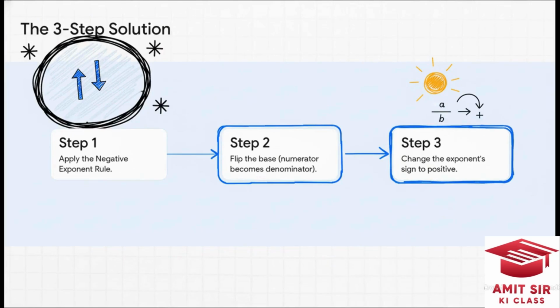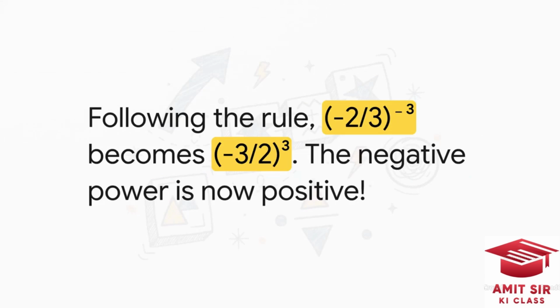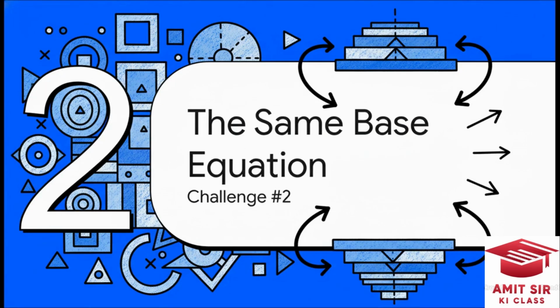Okay, so let's break this down into 3 simple steps. First, we're going to apply the rule we just learned. Second, that means we flip the base. What was on the bottom goes to the top, and what was on top goes to the bottom. And third, as soon as you flip it, boom, you can change the sign of the exponent and make it positive. And just like that, if you follow those steps, our original problem, negative 2/3 to the power of -3, becomes negative 3/2 to the power of positive 3. See that? We flipped the base, we made the exponent positive. Problem number 1, solved.